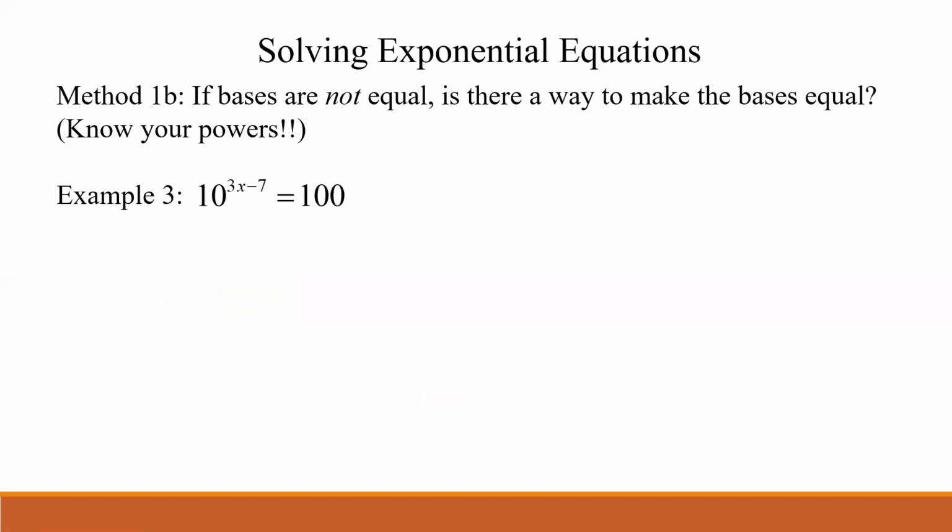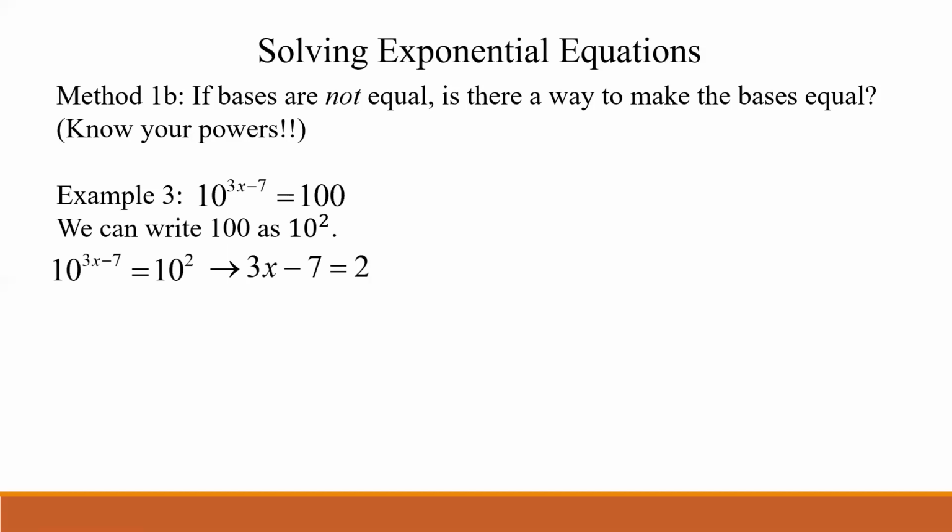So here's an example. Let's say we have 10 to the 3x minus 7 power equals 100. Well, how can I rewrite 100? I can write that as 10 squared, right? So all of a sudden now the equation looks like this. The bases are the same. So this is our first method that we had. We just set 3x minus 7 equal to 2, and then just solve that from there. So x equals 3.